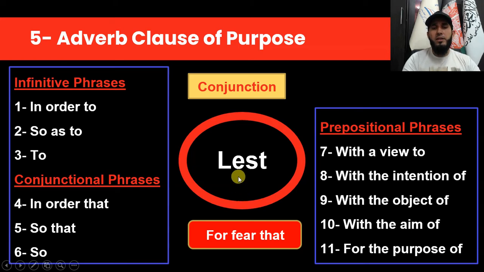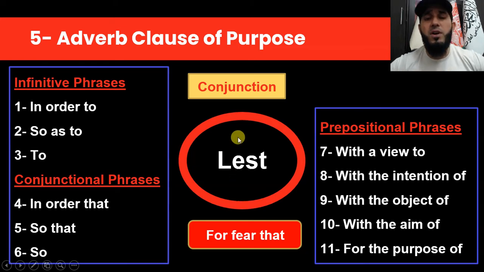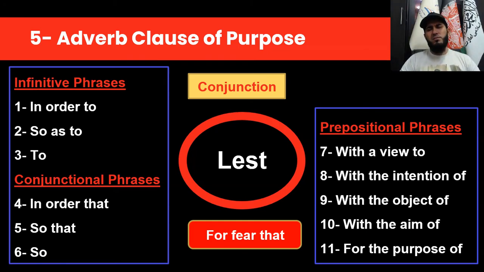Lest, which means for fear that, is not followed by a negative verb form, it is followed by a positive verb form, but the meaning is somehow negative. For example, many people escaped from Afghanistan lest the Taliban would kill them. Many people, for example, want to leave the country, Afghanistan, lest they lose facilities in their life, or lest they have a good future, for example. For fear that they have a good future, so it has a kind of negative meaning.